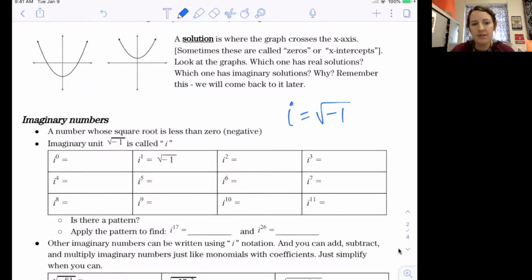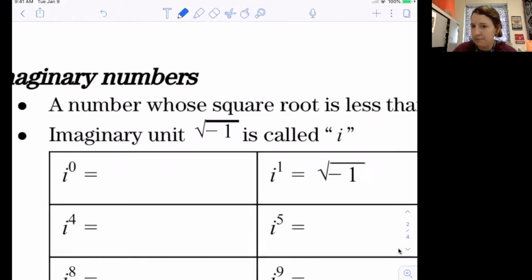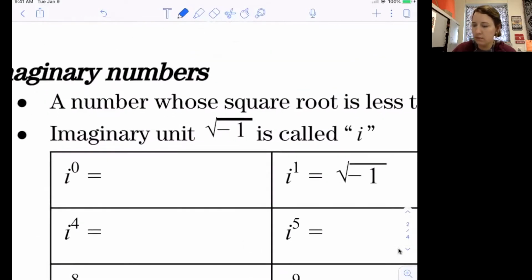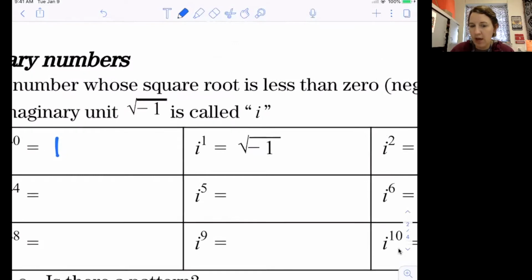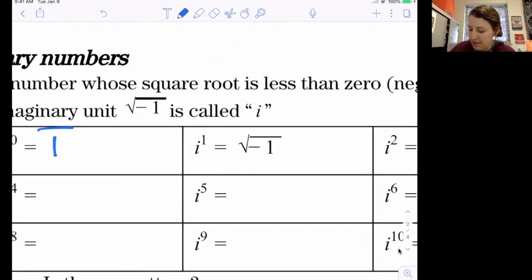So let's talk about some of these values, these exponents on our i. Anything to the 0 power, i to the 0 power, is just going to be the whole number 1, because anything real or unreal raised to the 0 power equals 1. i to the first power equals the square root of -1. We don't know what the square root of -1 is in our real number system, so i to the first power, we're just going to represent by the letter i.